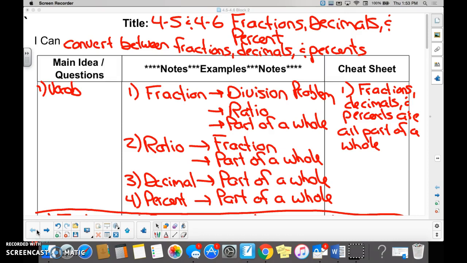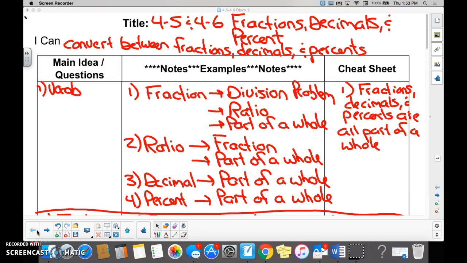Decimals and percent. I can convert between fractions. All right, so now we all should be able to convert between fractions, decimals, and percents. We may need some extra help on some of this, right? Yes. But for the most part, we can do this.